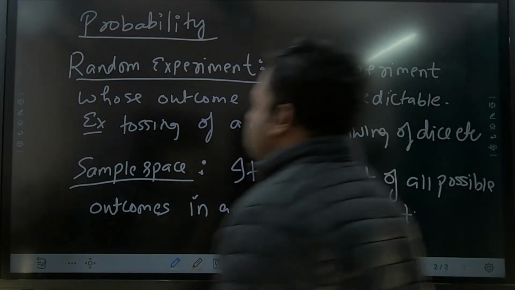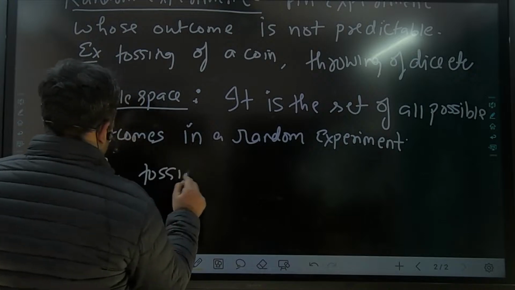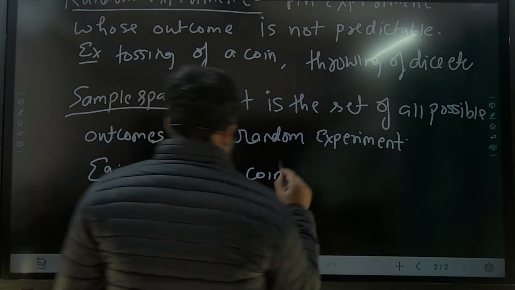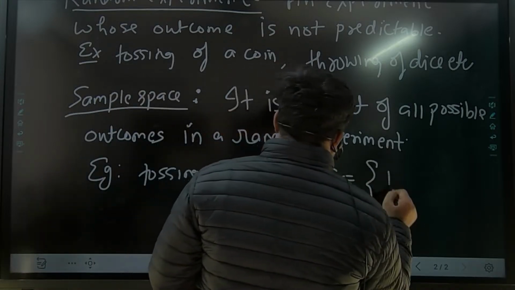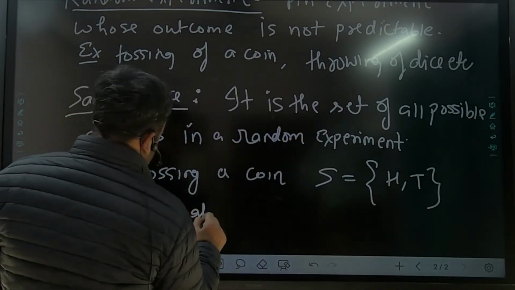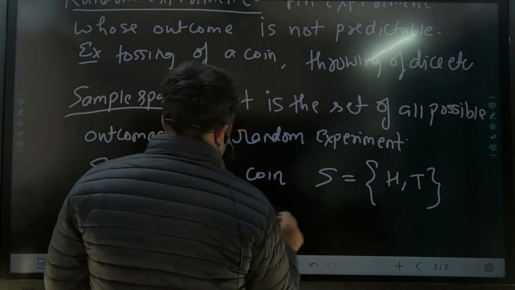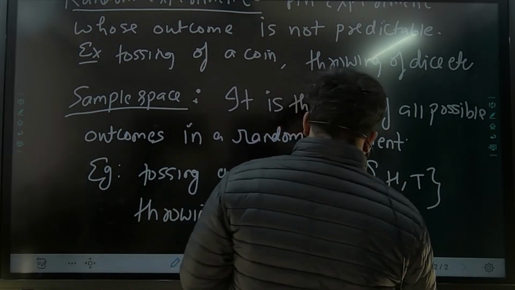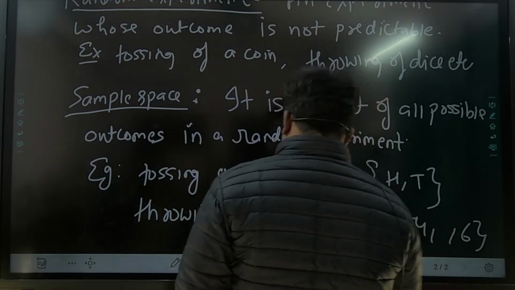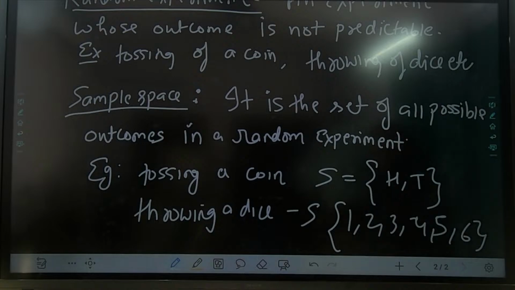For example, tossing a coin. If we toss a coin, what are the possibilities? Either it will be head or it will be tail. So the sample space will contain head and tail. Or throwing a dice. What are the possible outcomes here? 1 can come, 2 can come, like that 3, 4, 5 and 6 can come. These are the possible outcomes. If I throw a dice one time, any one of the numbers can come.